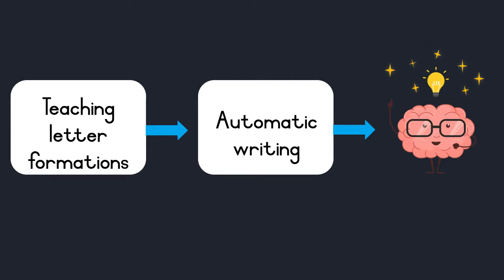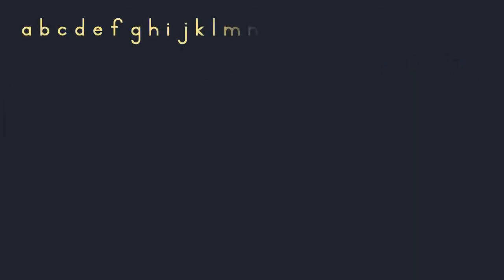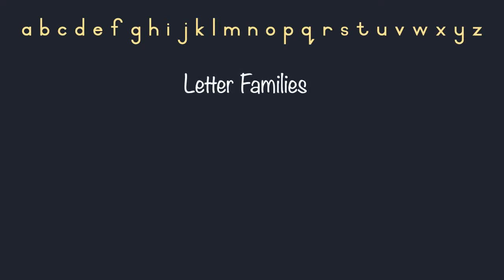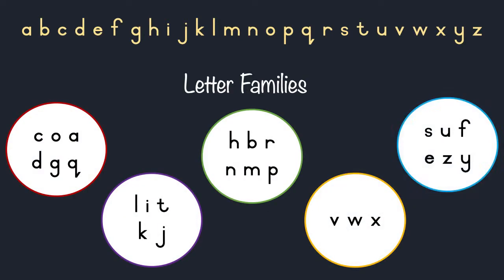Now let's look at how you could introduce the different letters. Do you start with A and work your way up to Z in the alphabet? Or you could choose a more explicit and constructive way, like using letter families, where you group letters together based on similarities to help learners remember the formation of letters.